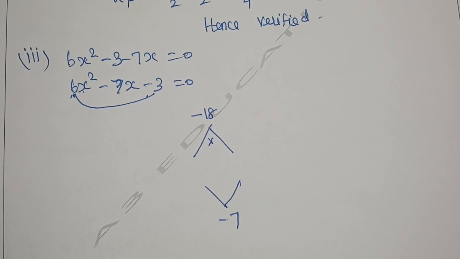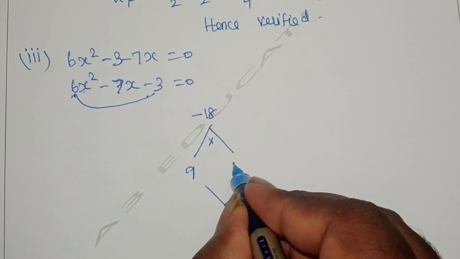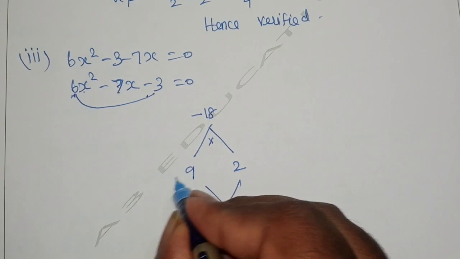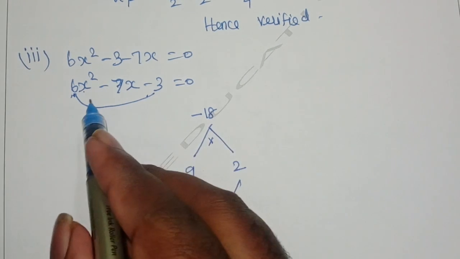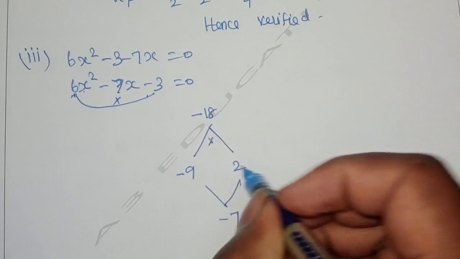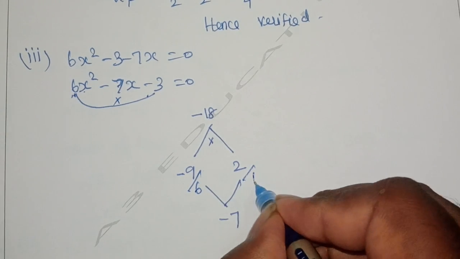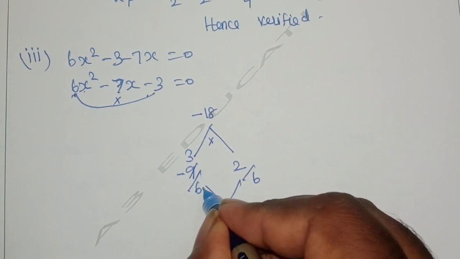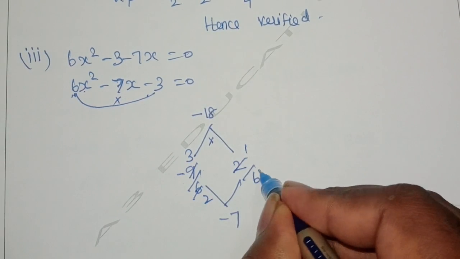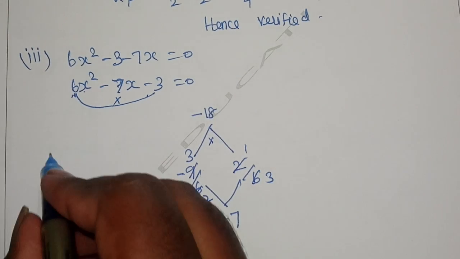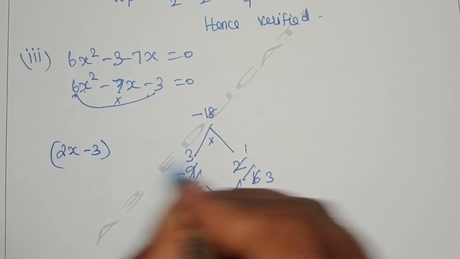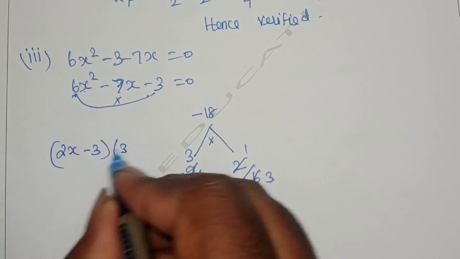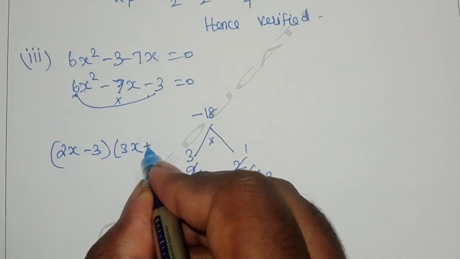What numbers can we put? 9 and 2. The greater number's sign should be minus. It is very easy. But we multiplied by 6, therefore we should divide by 6. 3s, 2s, 1s, 3s. Then 2 means 2x minus 3, and 3x plus 1 equal to 0.